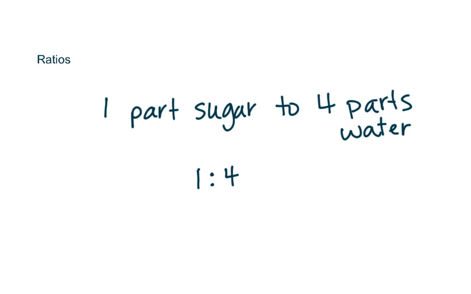You could do 1 quart of sugar to 4 quarts of water, although usually sugar isn't measured in quarts. But my point is that you could use any measurement size that is equivalent to have 1 part to 4 parts. So ratios are frequently written with colons like this, but they can also be written as fractions.